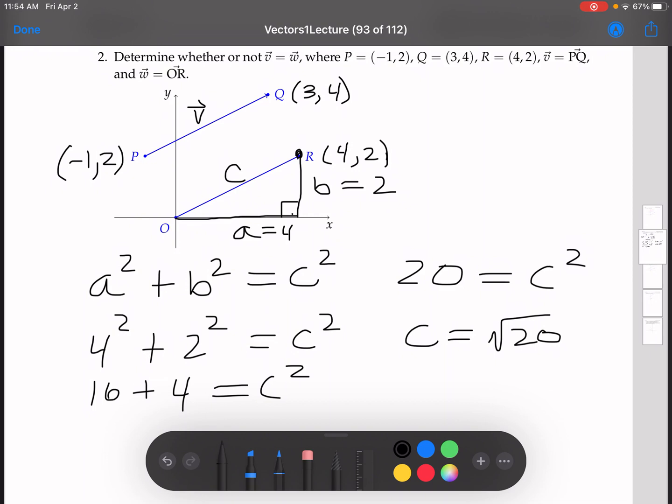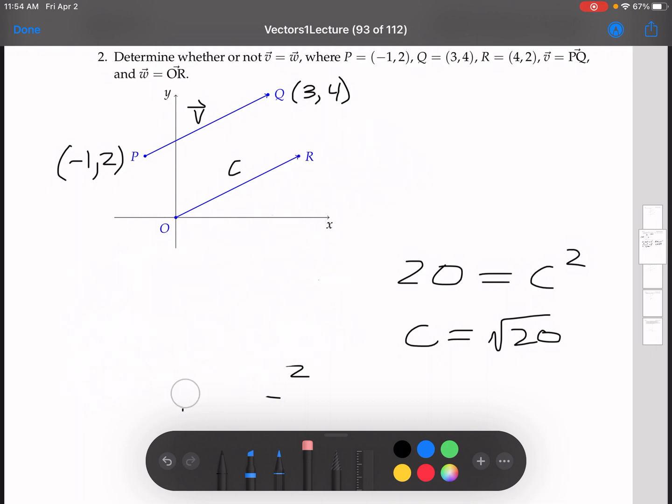Just as a name, maybe I'll put that c back in there. Just as a name, we call this vector w, vector w. So I'll put this little w here to indicate that that's what we call the vector, right? And this vector, how long is this vector? The magnitude or length of w is c, which we found to be root 20.